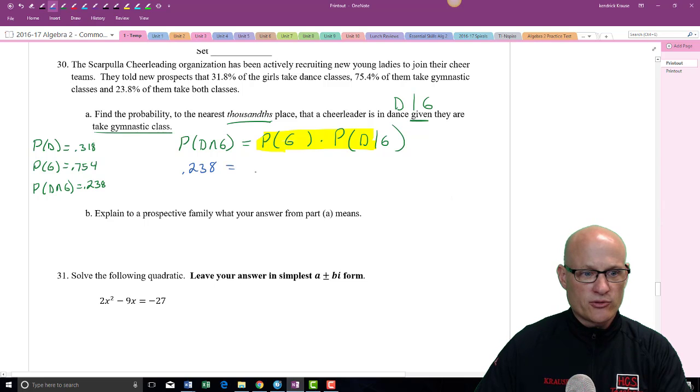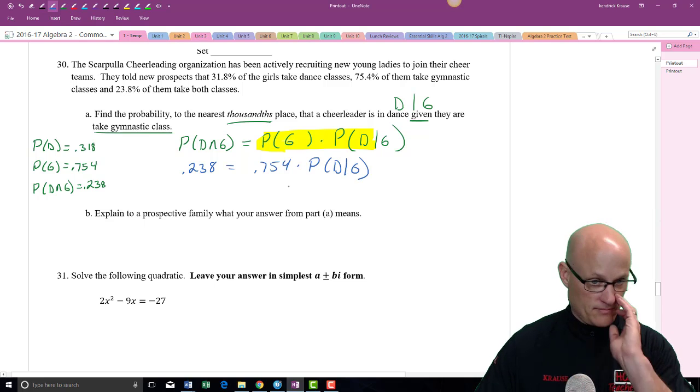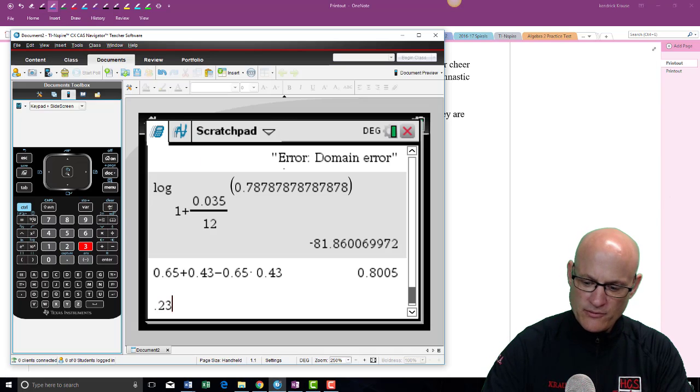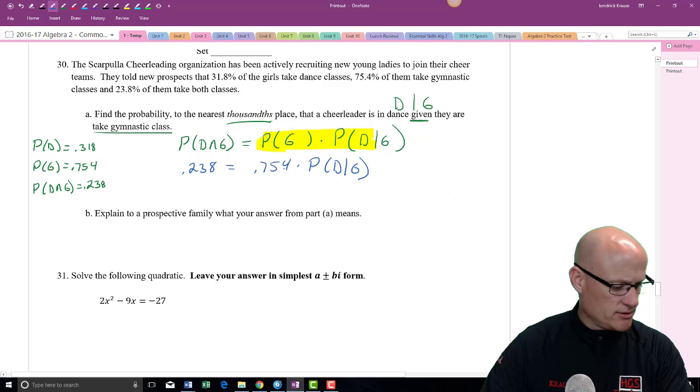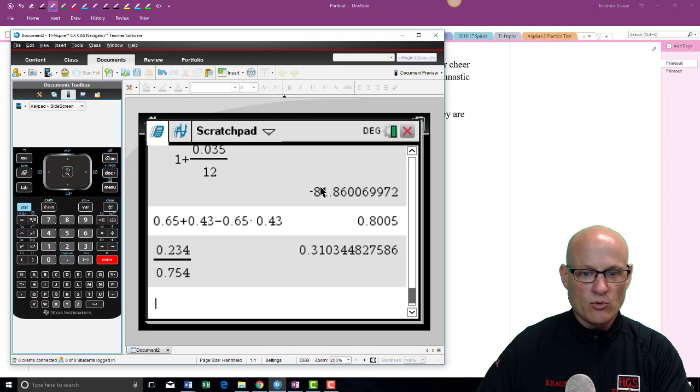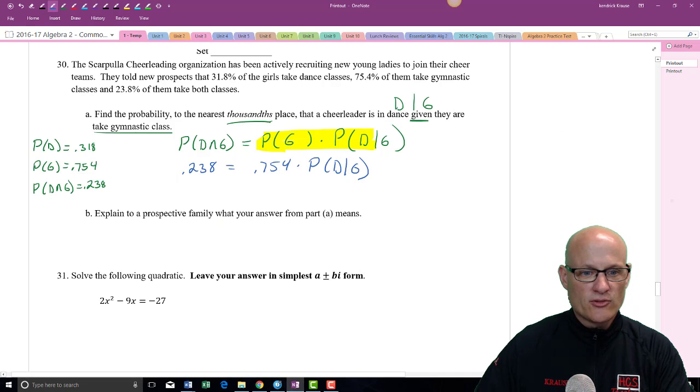0.238 is equal to 0.754 times the probability of dance given gymnastics. So 0.238 divided by 0.754, and I get 0.310 to the thousandths place. So the probability of dance given gymnastics is equal to 0.310.